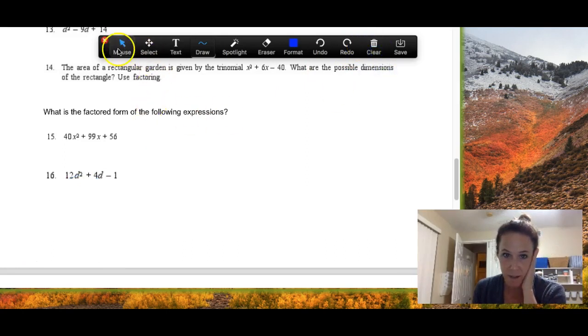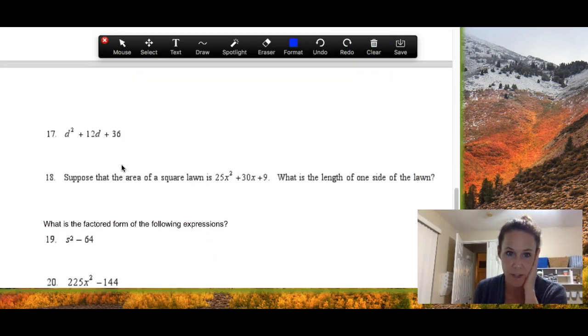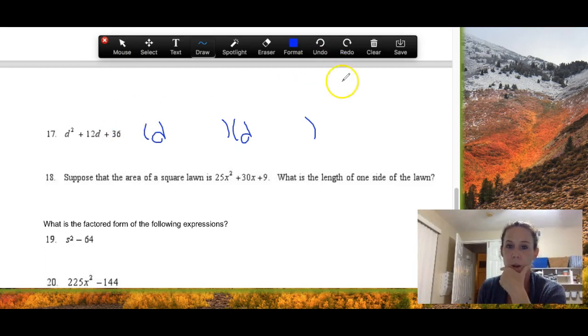All right, let's go ahead and scroll down. Number 17. We got to factor this guy, and I like him because he does not have a constant in front, right? So this is going to be easier. Let's write it over here. So I know it's just D and D. I don't have to worry about the factors of this because there aren't any. It's just D and D, okay, or 1 times 1. And then I need to know the factors of 36, okay? What are the factors of 36?